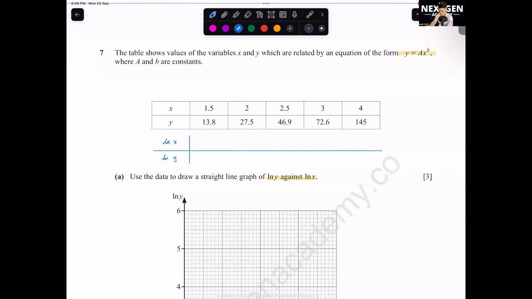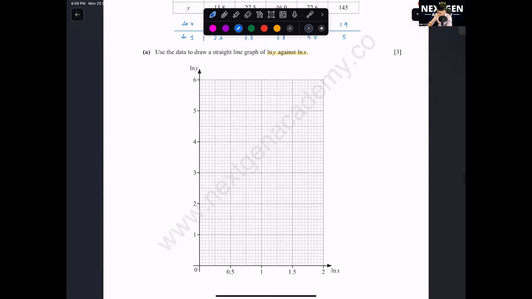ln x, ln x, ln x. So ln 1.5, 2, 2.5. Then for the ln y also. You will get 0.41, 0.69, 0.92, 1.1, 1.4. Here you get 2.6, 3.3, 3.8, 4.3, and 5. Then we are going to plot the points out.